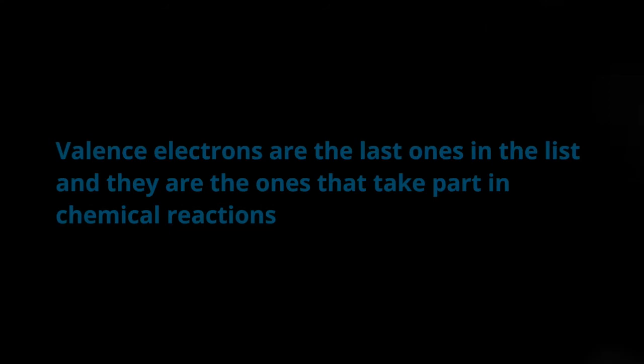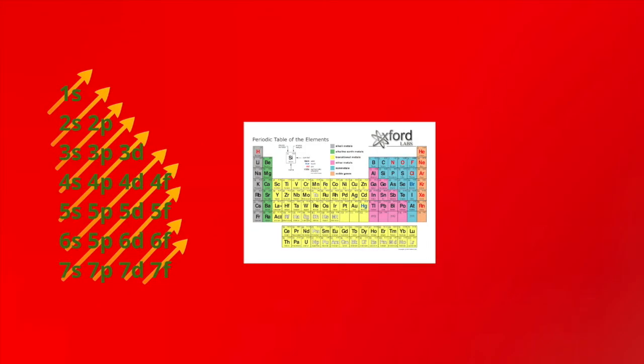The valence electrons are the last ones in this list that are filled. They're the ones that take part in the chemical reaction. So if we go back for a moment, and using the example of magnesium, magnesium uses 2 valence electrons. These 2 valence electrons are the ones that are in the 3s orbital. Those are referred to as the valence electrons.